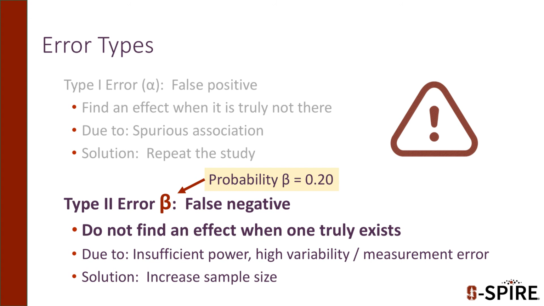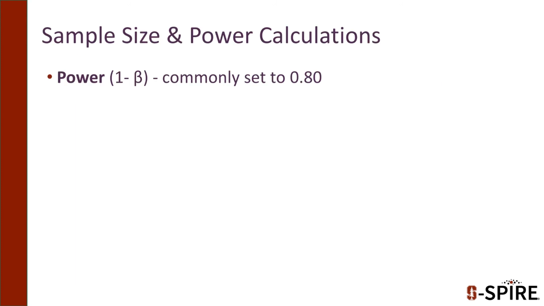We typically set beta, the probability of type 2 error, at 20%. Some studies may take a more cautious approach and set beta equal to 10% or 0.1. To avoid making a type 2 error in your study design, you want to ensure that your study sample size will provide adequate statistical power to answer your research question.